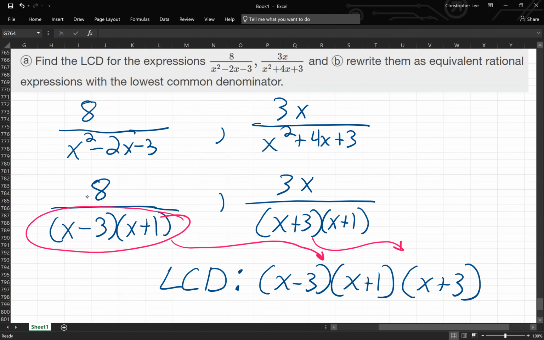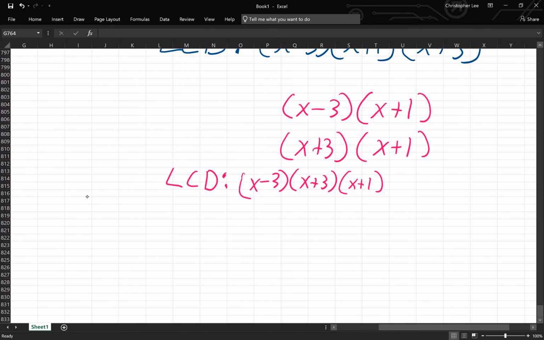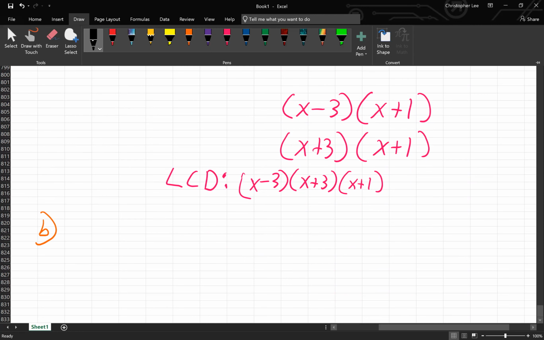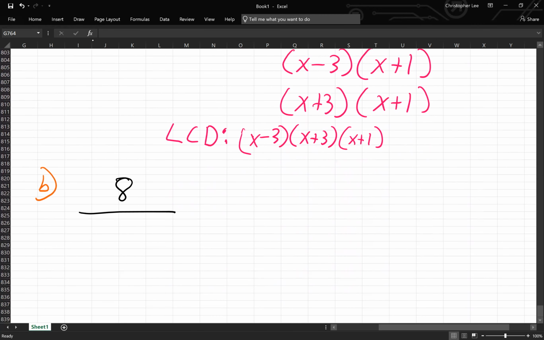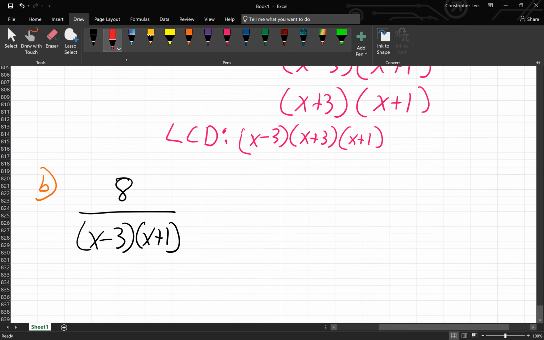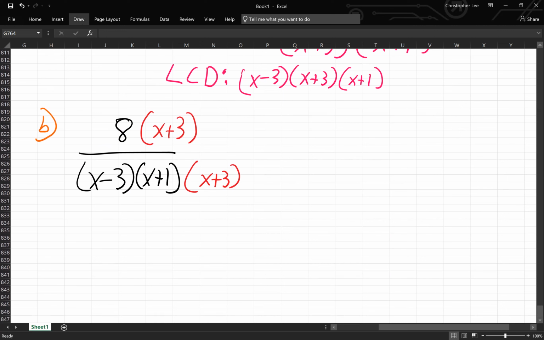Not quite done yet, though. I'm going to do part B now. So look, for part B, they want us to write it as an equivalent fraction. So originally, we had 8 over x minus 3, x plus 1. Well, we know that the LCD has an x plus 3, so I'm going to multiply this by x plus 3, but what I do to the bottom, I have to do to the top. So do the math on that.